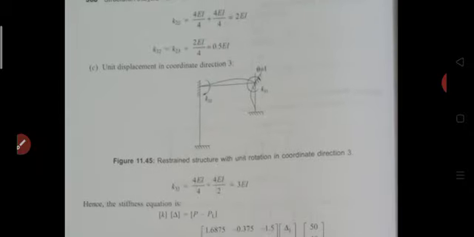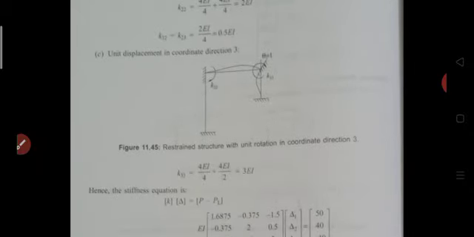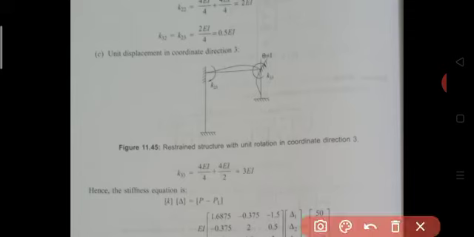Then next, develop the third column of the stiffness matrix. For this, you need to apply unit displacement in the third coordinate direction only. All other coordinate directions are restrained. What is our third assigned coordinate direction? It is the moment or rotation coordinate direction at joint C. Therefore, we are permitting unit rotation at joint C. Its deflected shape is like this.